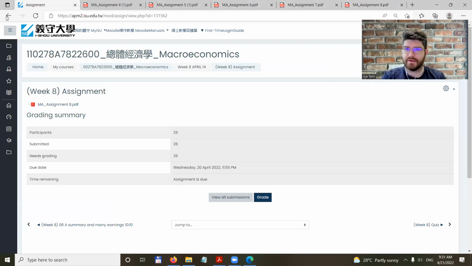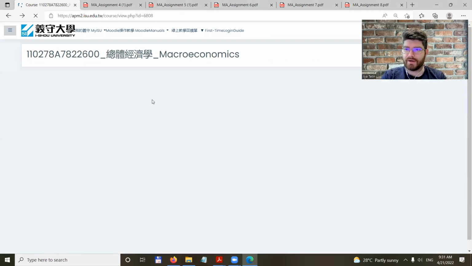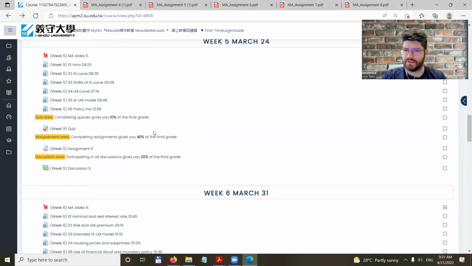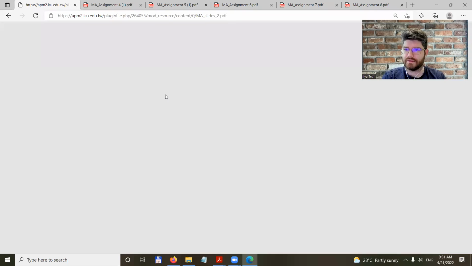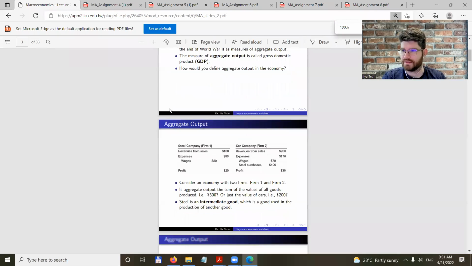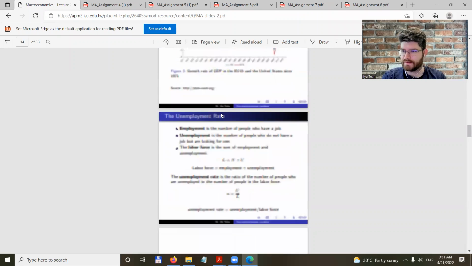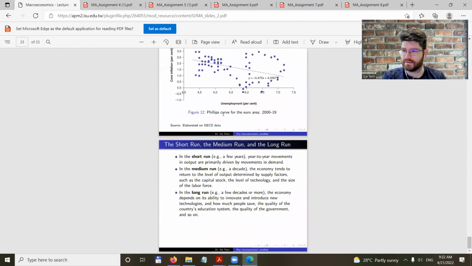Now we talked about that in, I guess, week 2 or week 3. Week 2. These are the slides for week 2. You can see that in the end, I think we included that. In the medium run, growth is determined by supply factors. Short run, demand factors. Medium run, supply factors. Okay, this is like the prerequisite, you have to know it by heart.